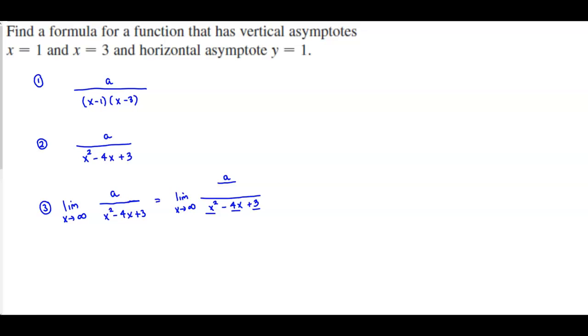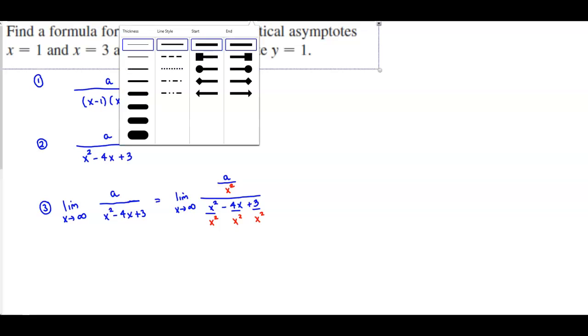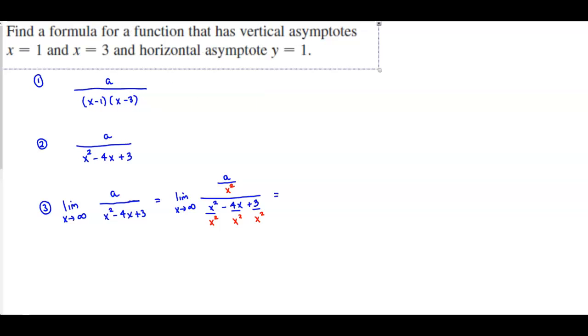So let's go ahead and put that in there. So we have x squared here, and then x squared. So let's go ahead and simplify that a little further. So the limit as x is approaching infinity of a over x squared, and then we're going to divide the denominator now: x squared divided by x squared is 1, minus 4x divided by x squared, which is 4 over x, and then plus 3 over x squared.